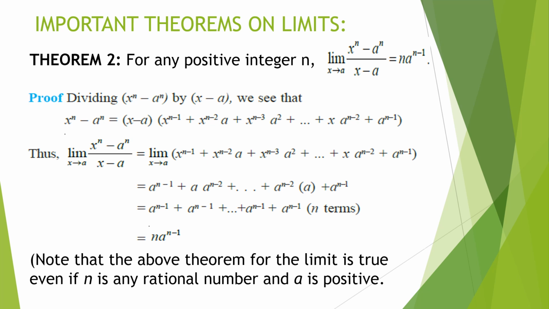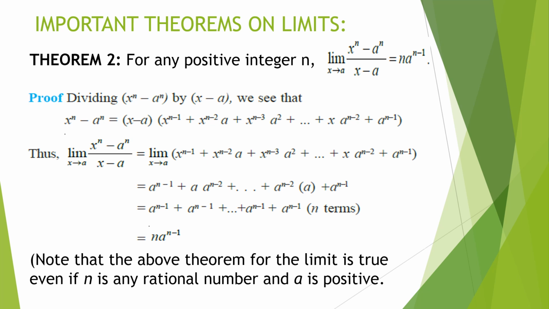Apply limit on both the sides. Just now we have seen that for the addition of two functions, the limit is the limit of the first function plus the limit of the second function. So limit x tends to a, x raised to n minus 1 means instead of x you put a, so it is a raised to n minus 1. Second term, limit x tends to a, x raised to n minus 2 into a. So take a outside, limit x tends to a, x raised to n minus 2 is a raised to n minus 2. So the second term is a into a raised to n minus 2.